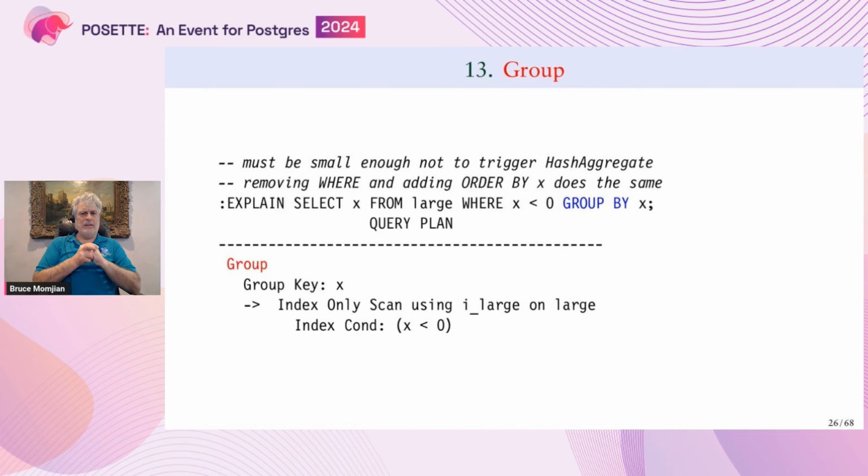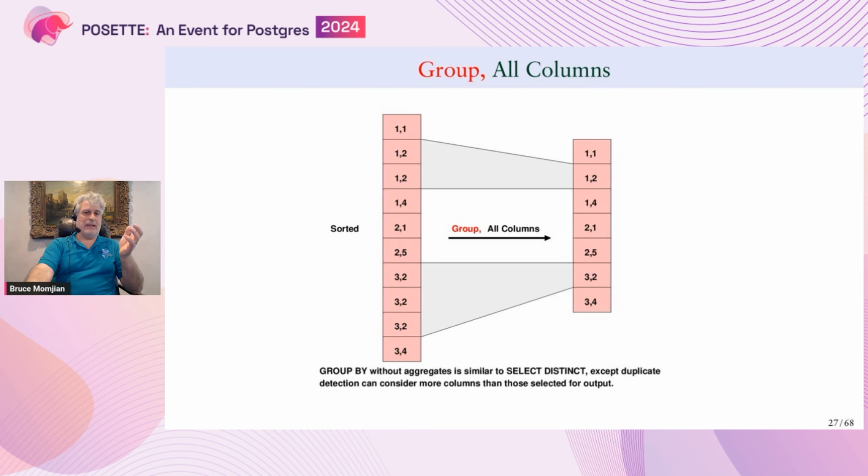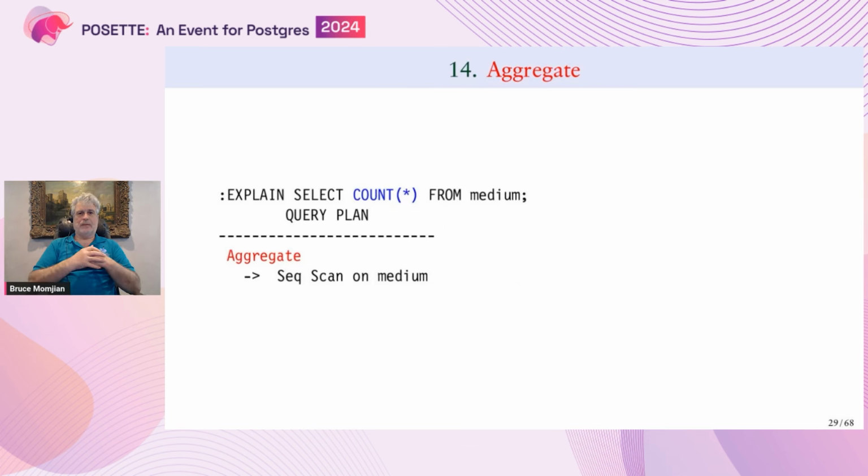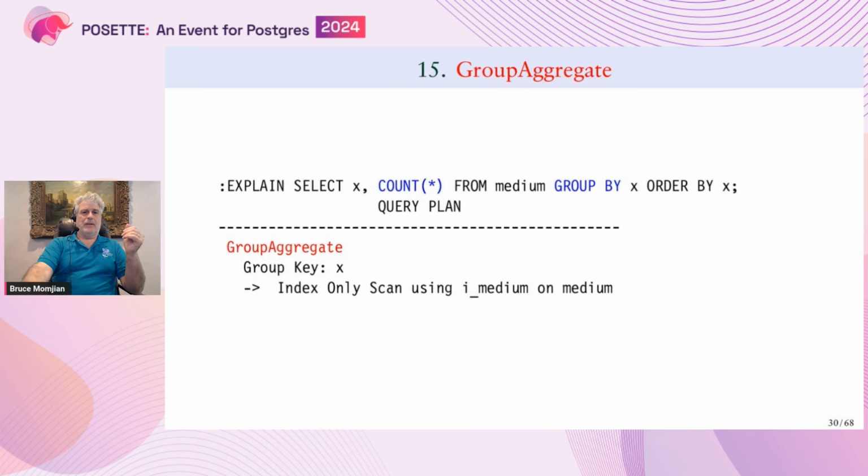The group clause, you might not have realized you can use the group clause outside of an aggregate, but you actually can. It just basically removes duplicates. If you're curious about how that works, again, feel free to read that text at the bottom. A group clause basically takes multiple rows and distills them down to one value. Aggregate, you've seen this before. Here's a simple count.